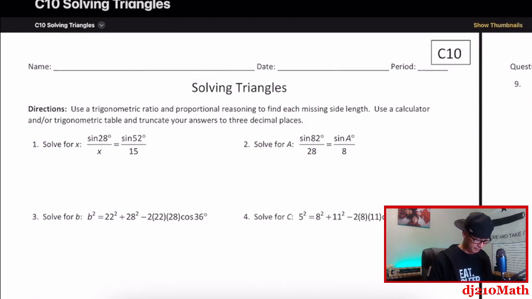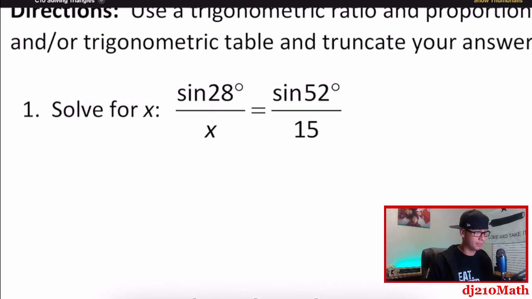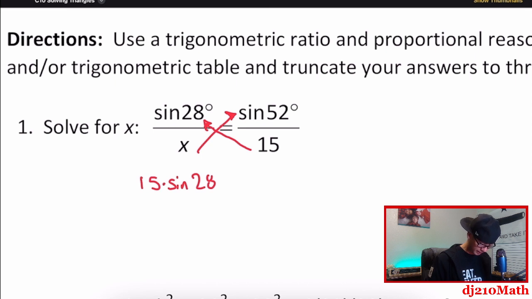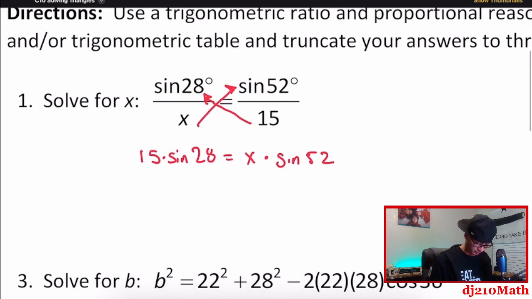Some people call it the butterfly method or whatever you call it. I personally think of it as cross multiplying. So this is going to be 15 sine 28 equal to x times sine 52. And we want to solve for x. So I want to divide both sides by sine of 52 degrees.